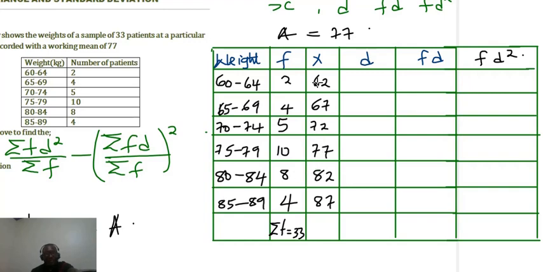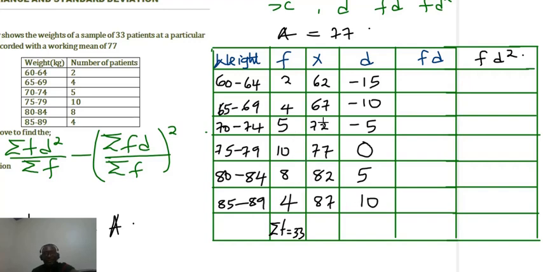So we start for the first class, 62 minus 77, there we get negative 15. 67 minus 77, we get here negative 10. 72 minus 77, negative 5. 77 minus 77, we get here 0. 82 minus 77, we get here positive 5. Then finally we have 87 minus 77, giving us a 10 here.